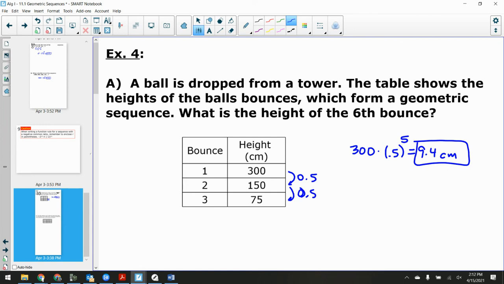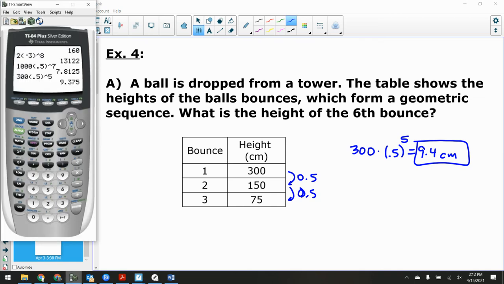I mean, if this was in the end of course test, it would probably tell you what to round to. But honestly, 10 hundredths is fine. Round. What's that? Did you get that in the calculator? No, I rounded. Yeah, I rounded it to 9.4.